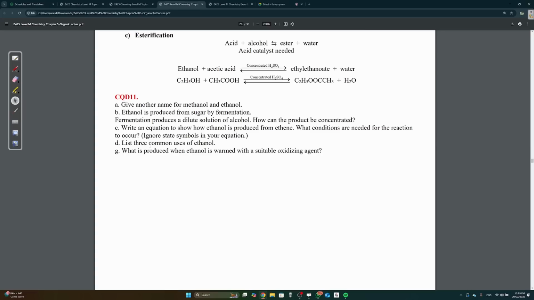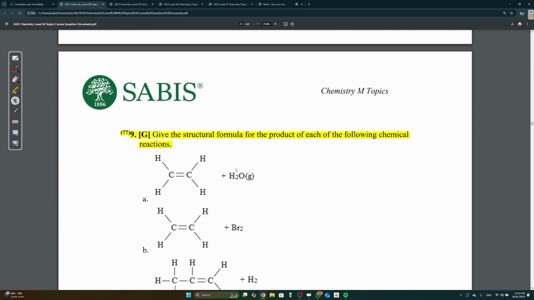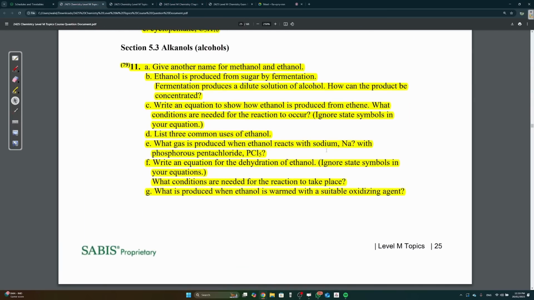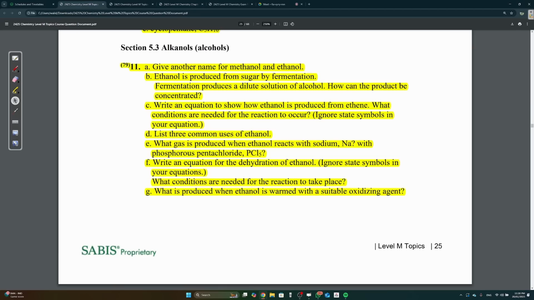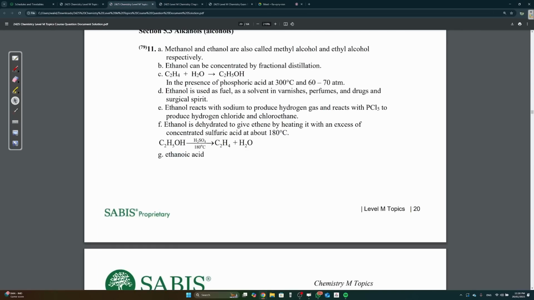Part G. Why did she skip E and F? What's E and F? Question 11: what gas is produced when ethanol reacts with... you don't need this. F as well, you don't need it. What is produced when ethanol is warmed with a suitable oxidizing agent? What happens when you oxidize an alcohol? You get a carboxylic acid, so you get ethanoic acid.